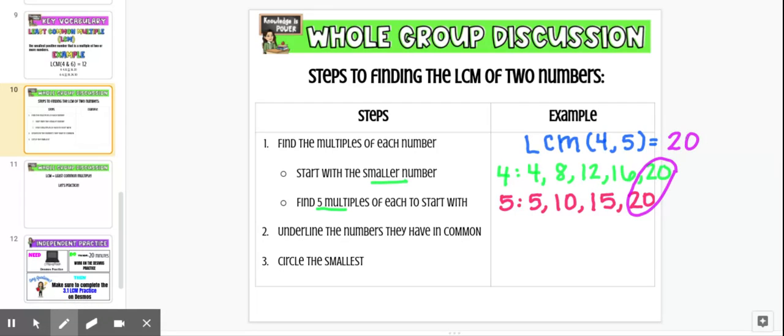You kind of underline the numbers that they have in common. So if you just go out 5 each, there's more than one that they have in common. So for instance, in this case, there will be more numbers that they have in common. There'll be more common multiples, but this is the least or the smallest common.